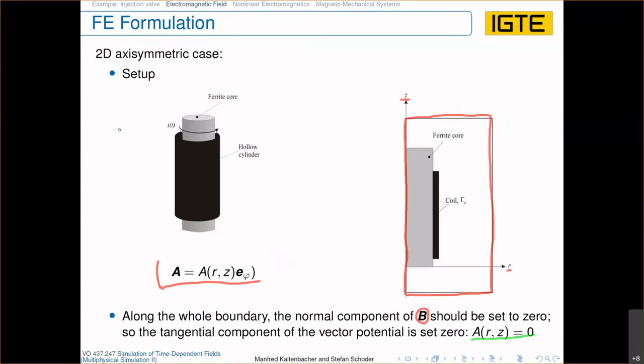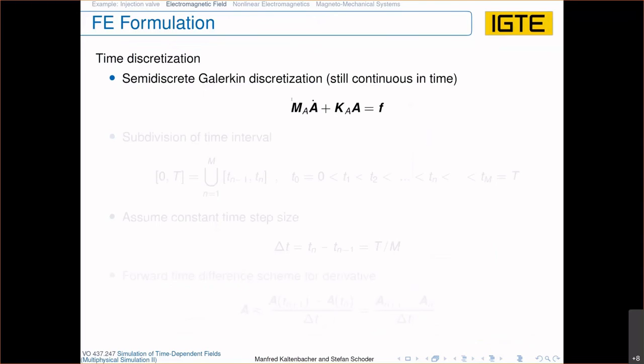Okay, so this is the 2D axisymmetric case, and before going further to some examples, and then also looking at how to solve especially nonlinear problems, where we take into account the nonlinearity within the ferromagnetic material, we discuss the time discretization.